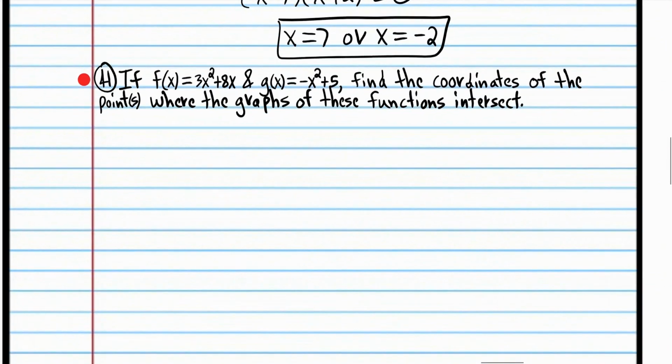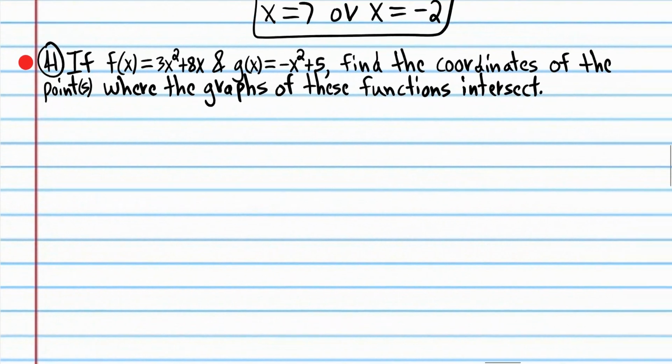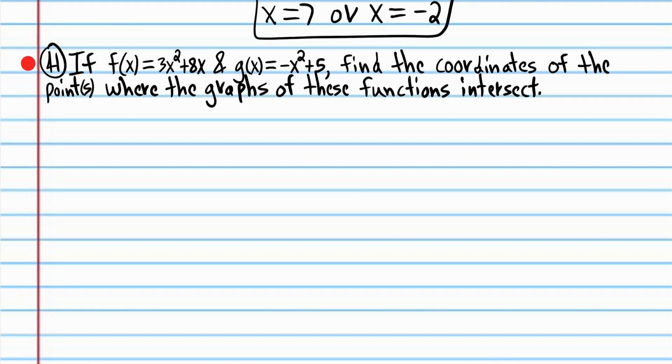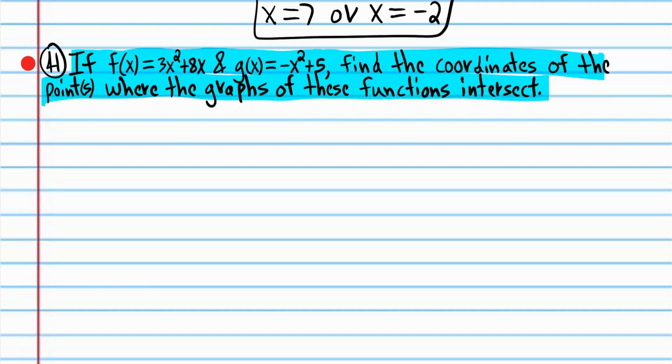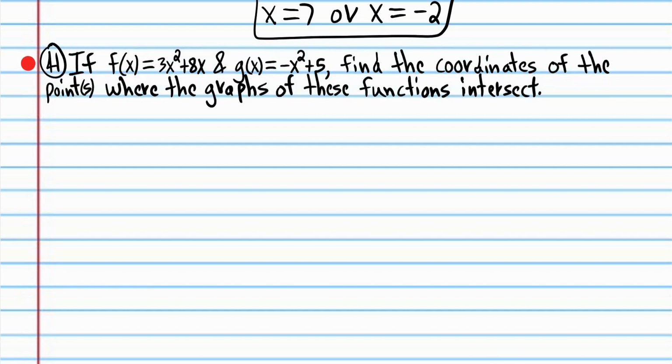Okay, let's try another problem here. If f of x is equal to that expression and g of x is equal to that expression, find the coordinates of the points where the graphs of these functions intersect. So this is an example where there's actually going to be more than one point where they intersect. So you're going to have a parabola that looks like this. That might look like the graph of f.